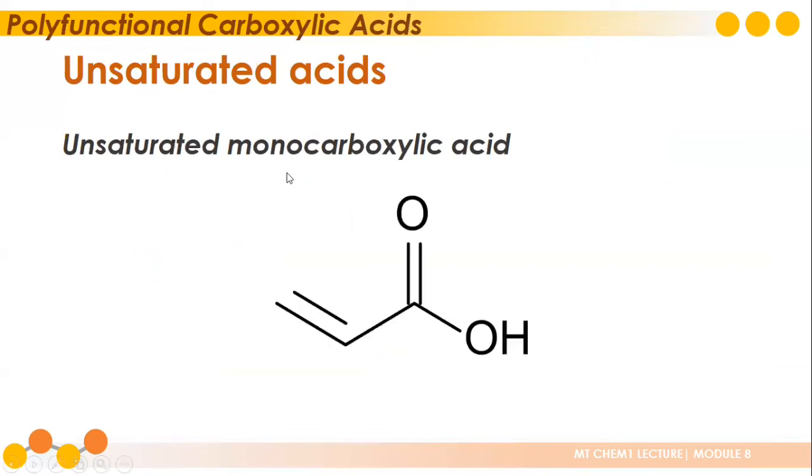Unsaturated monocarboxylic acids look like this one. As you can observe, we have a double bond. That is what makes it unsaturated. This is what we call acrylic acid, or if we are to name it by its IUPAC name, this is propenoic acid. We have three carbons and a double bond, which makes it propene, and then adding the oic acid after dropping the E. So this is propenoic acid.